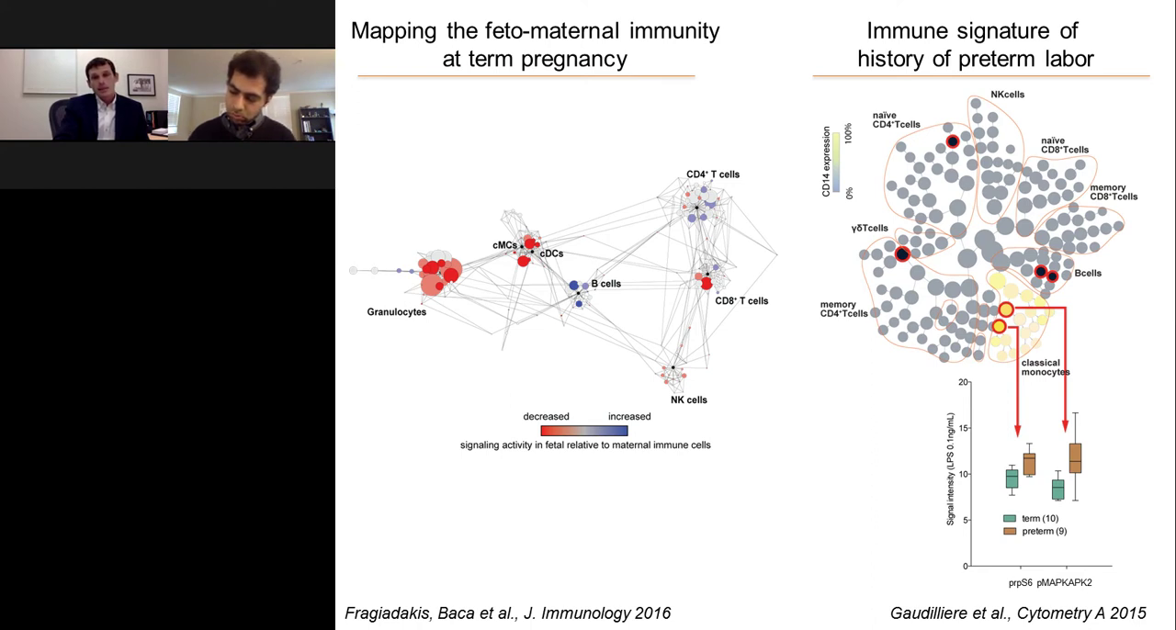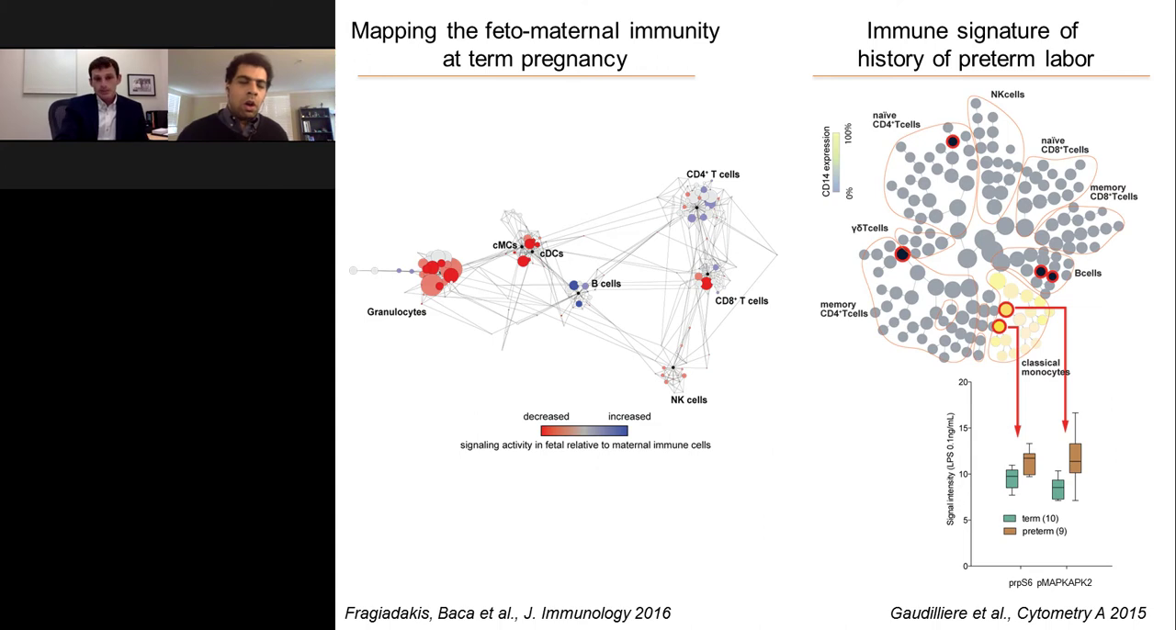And here I'm showing you an example from a study that was published a couple of years ago where we used, in collaboration with Matt Spitzer and Federico Gherardini in the Nolan lab, a force-directed layout to represent on the same structure the peripheral immune system from the mother and from the fetus, comparing peripheral blood from the mother and umbilical cord from the mother at birth.